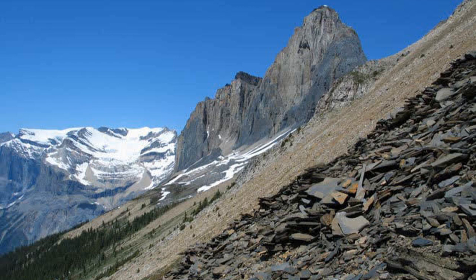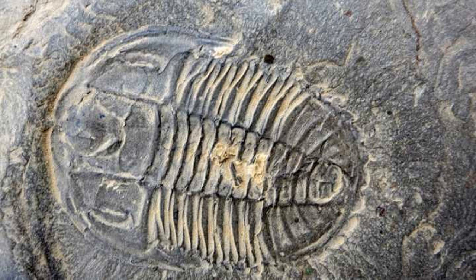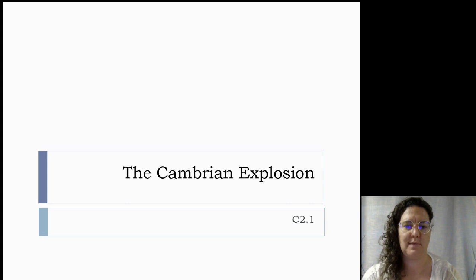Did you know one of the best fossil beds of Cambrian aquatic fossils is in the mountains of Yoho National Park? If you remember from the last chapter when we talked about the Cambrian explosion, we're going to go into that in much more detail today.